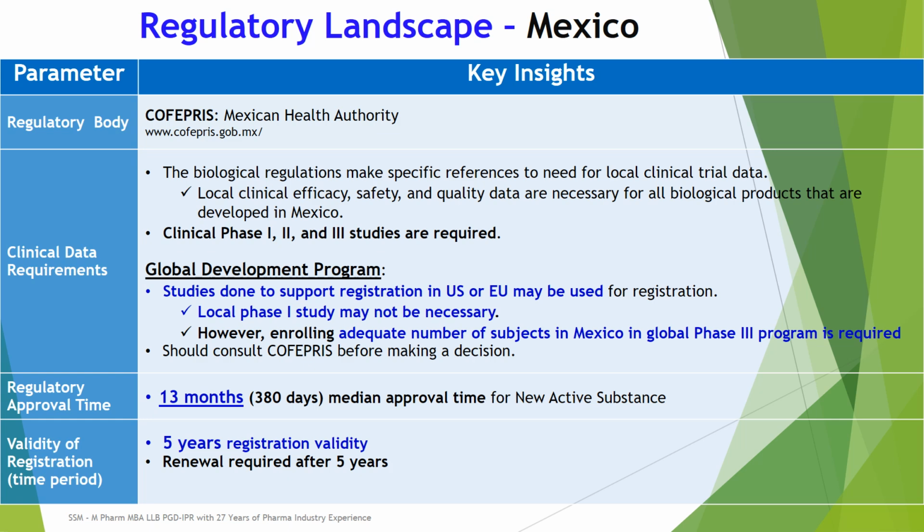If there is a global development program, then studies done to support registration in US and Europe may be used for registration in Mexico. Local phase 1 study may not be necessary. However, enrolling adequate number of subjects in Mexico in global phase 3 program is required. 13 months is the median approval time for new active substance approval. 5 years is the registration validity, after which renewal is required.